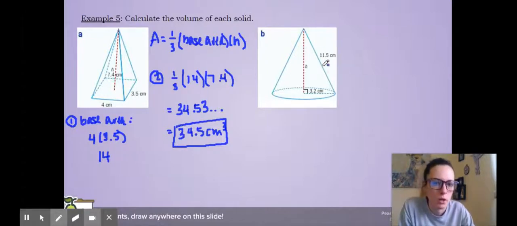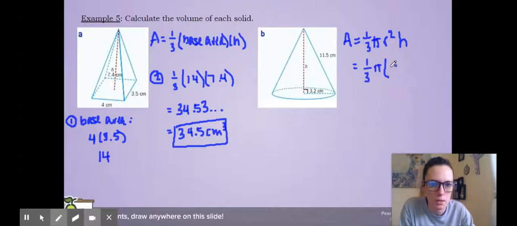Part B, we have a cone. So again, the formula from the formula booklet or from the previous slide, 1/3 pi r squared times the height. So subbing in what I can see in my diagram, leaving the 1/3 and the pi, my radius is 3.2 squared. And my height I actually don't have. So they gave us the slant height. Slant height and height are 2 different things. So we'll have to do Pythagorean theorem real quick to figure out what that height is.